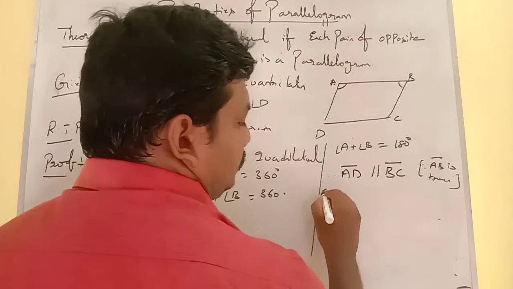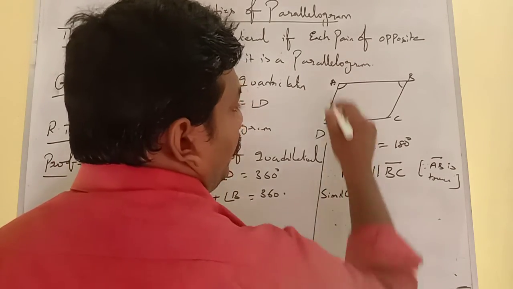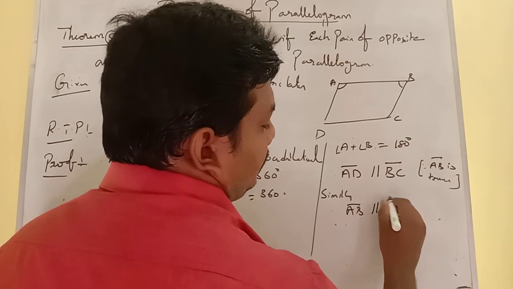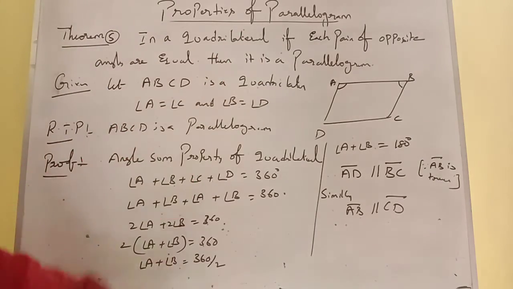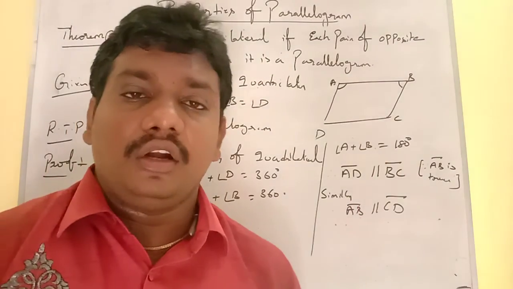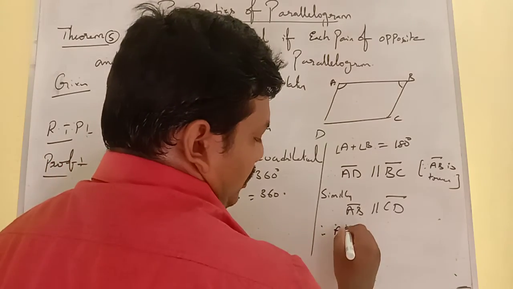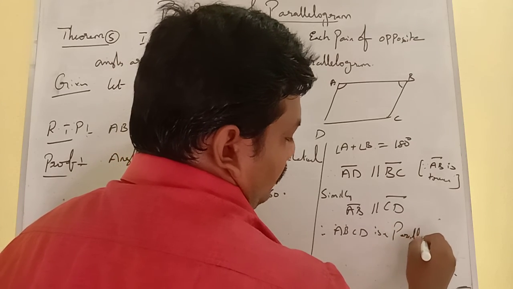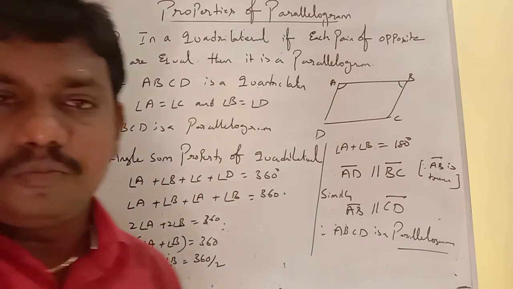Similarly, we can consider AB parallel to CD. Therefore, if opposite angles are equal in a quadrilateral, the quadrilateral definitely becomes a parallelogram. Therefore ABCD is a parallelogram. Hence it is proved.